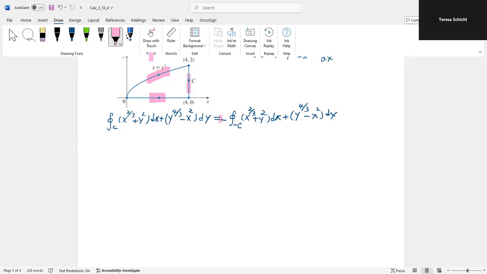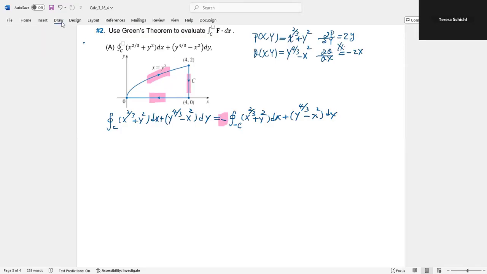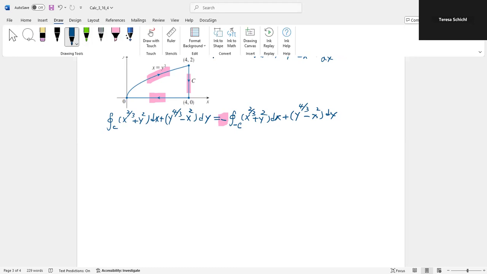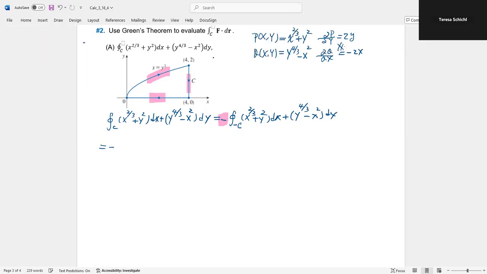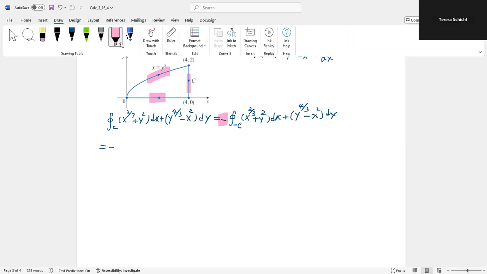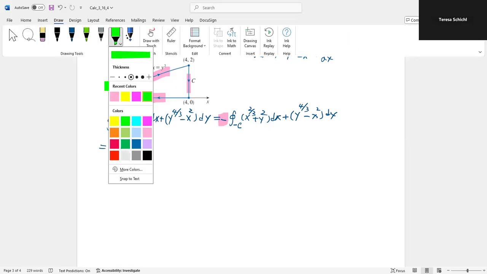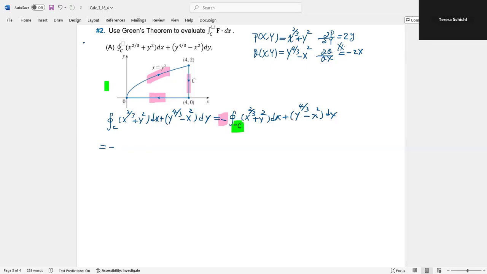So be very careful, I need to put a negative sign here. The reason is that I changed the negative orientation to a positive orientation by putting in a negative sign and reversing the curve. Now this negative sign is still there. After I made the change, this C becomes a positively oriented closed curve, so I can apply Green's Theorem.